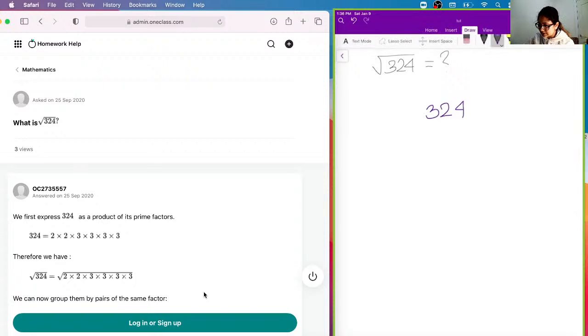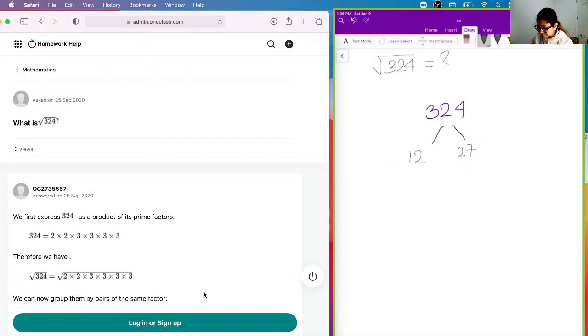So let's divide 324 by 2. Okay, so you have 2, 1, 6, 4, 3. Let's say 324 divided by 12, so you have 12 and 27.